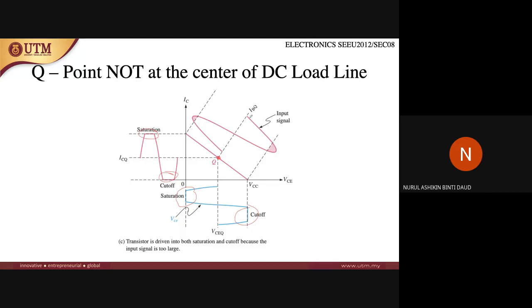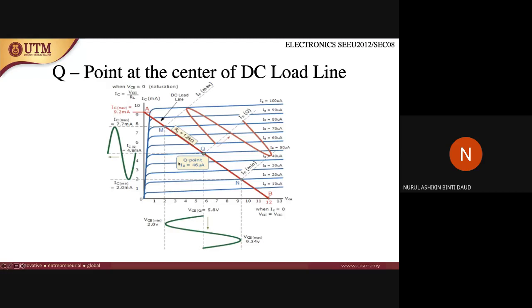So you have to control the value of the current. The input signal value at the base, you have to control to make sure that the signal at the base is nicely driven between the saturation and the cutoff, so that the output signal that you receive is a totally clear signal. Like this, totally clear signal.